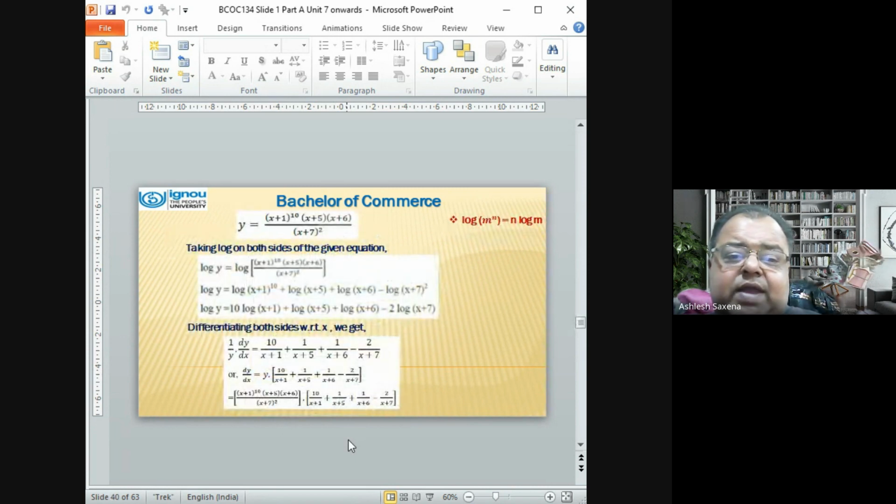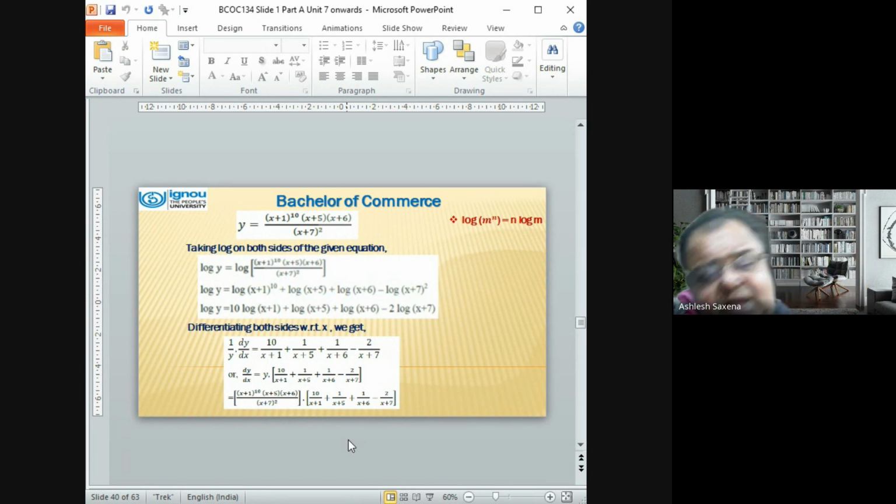Now you can see a very composite function. y is equal to (x plus 1) raised to the power 10 into (x plus 5) into (x plus 6) upon (x plus 7) raised to the power 2. We cannot apply the quotient rule or product rule simultaneously in this problem. Now, what we are supposed to do is apply log on both sides. So that will become log y is equal to log of this function.